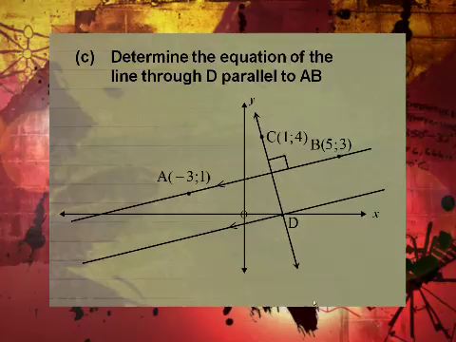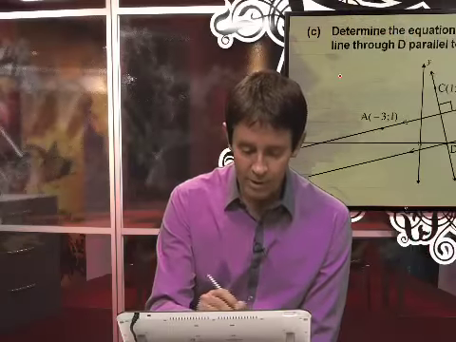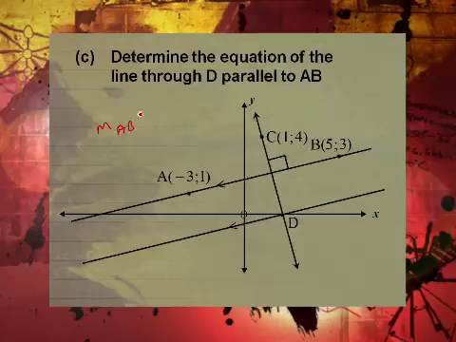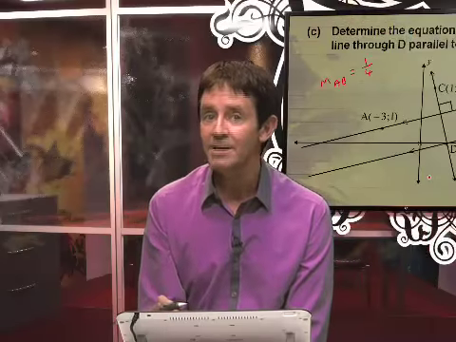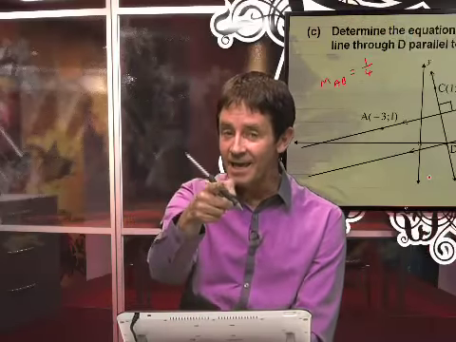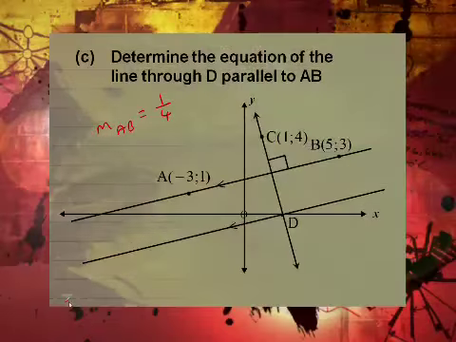Here's another version. We've looked at CD, and now we want to find the equation of the line through D, this one, parallel to AB. Now remember, people, this is so important. You already know the gradient of AB is 1/4. Now what do you know about parallel lines? Yes, someone said it there. You have equal gradients. Good.